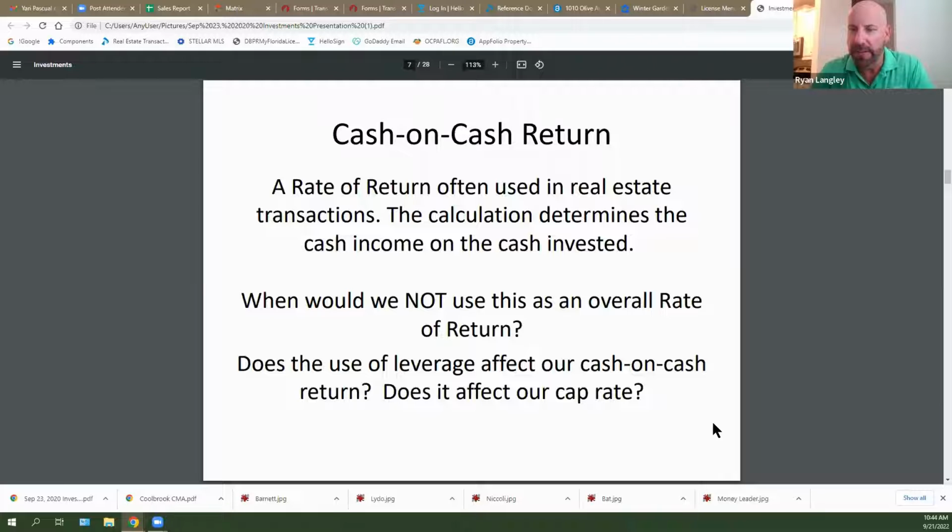That's right. Angie's got it. No, it does not. I can only see a few of you. So Angie's got it. No, it does not affect your cap rate because it doesn't have anything to do with it. Cap rate, remember, is based off net operating income, which does not take into account debt service. So it does not affect your cap rate.